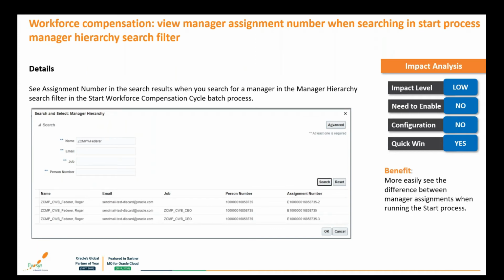View manager assignment number when searching in start process manager hierarchy search filter. So there is an improvement in tracking the assignment number as it is now visible as a part of search results when you search for a manager in the manager hierarchy search filter. This feature is beneficial as now you can view the difference between the managers easily with the help of assignment number as shown in the screenshot.